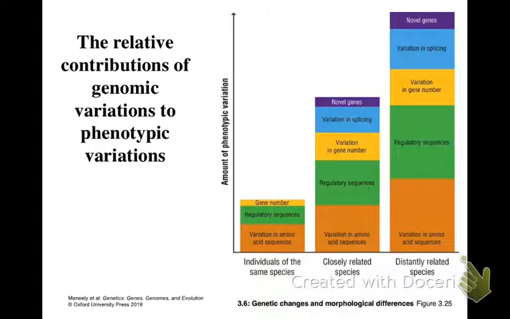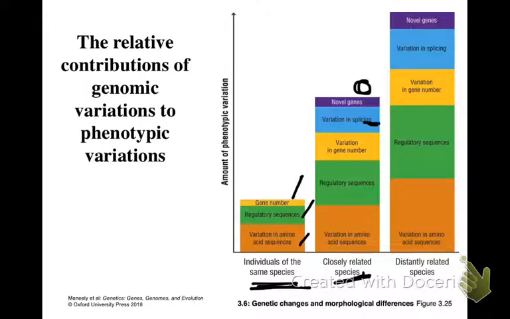This figure is one that I really like because it talks about all these different genetic changes we see between species and how common those are depending on how distantly related these organisms are. So as we look at individuals in the same species, the amount of phenotypic variation comes from gene number differences, regulatory sequences, and variation in amino acids. For closely related species, now we're going to throw in the occasional novel gene. Remember, we talked about humans and chimps having only 150 to 200 genes different.